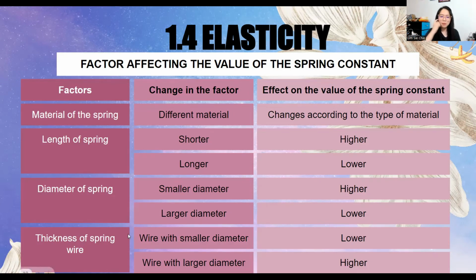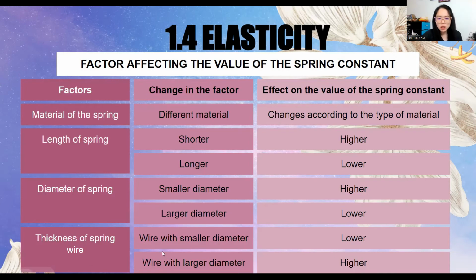Okay, now how about the thickness of the spring wire? Thickness of the spring wire means the thickness of the wire. Okay, the wire is not the diameter. Please don't mess up. The diameter is the spring diameter, but the wire is actually the wire itself before it is being coiled up.